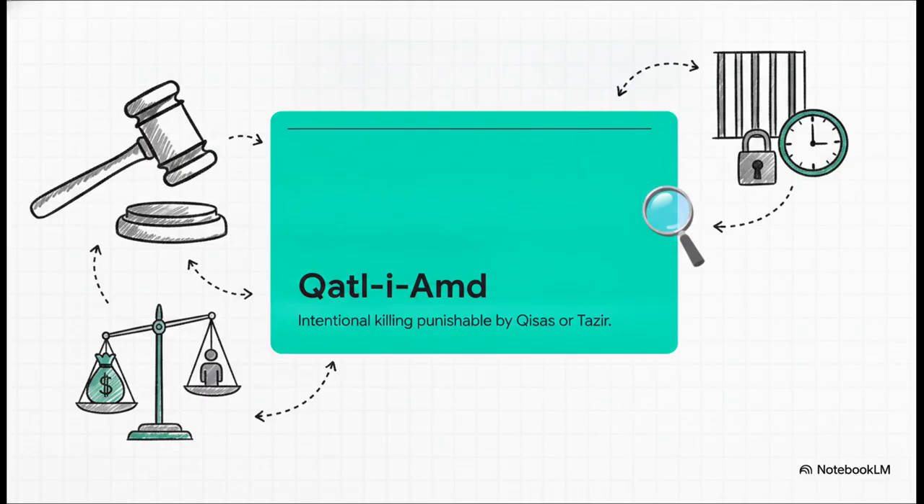First, there's qisas, which means equal retaliation, essentially execution. Second, there's diyat, which is financial blood money. And third, there's tazir, which is discretionary state punishment, like handing down a standard 25-year prison sentence. This framework completely transforms the dynamics of a murder trial because it fundamentally shifts the balance of who actually holds the ultimate power to punish or to forgive.